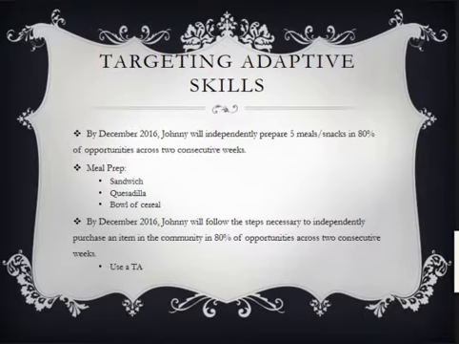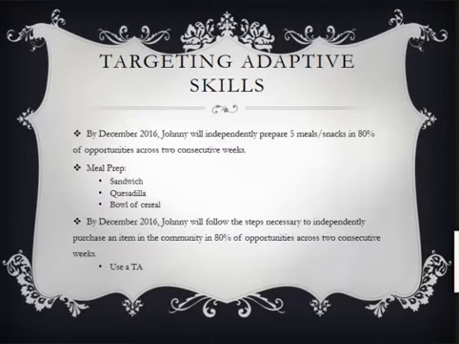Okay, so targeting adaptive skills. It can be under adaptive skills on the report, or it might say daily living skills. It means the same thing. So you might see a goal like this one. By December 2016, Johnny will independently prepare 5 meals or snacks in 80% of opportunities across 2 consecutive weeks.